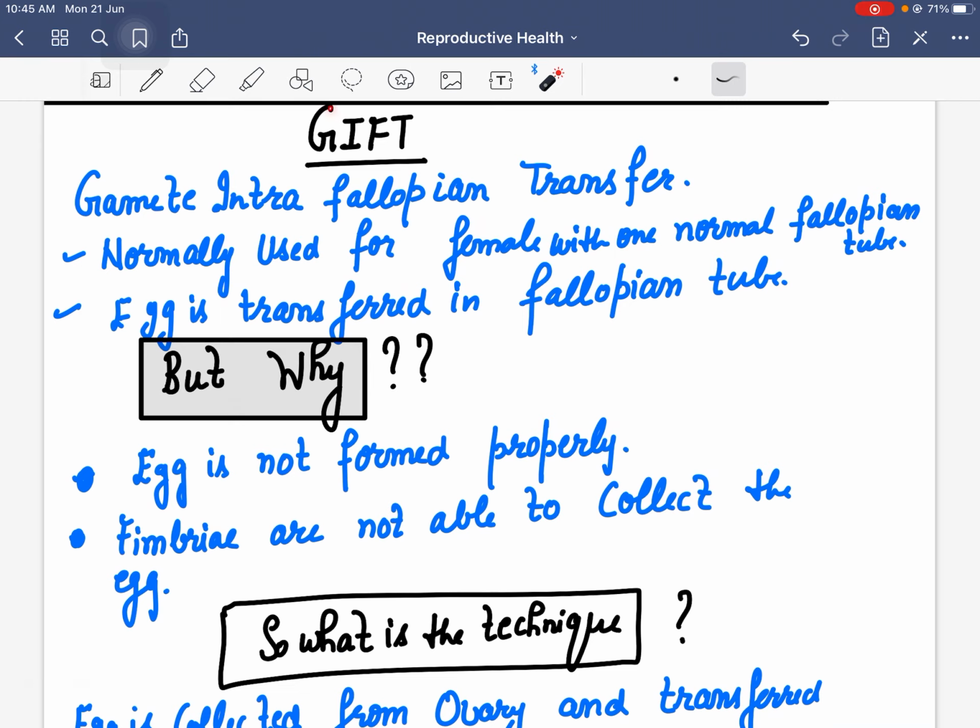GIFT is gamete, G for gamete, I for intra, F for fallopian, T for transfer. Normally, it is used for the female who has at least one normal fallopian tube. One tube must be normal in this, otherwise we go for another type of ART. Egg is transferred into the fallopian tube, that is why its name is Gamete Intra Fallopian Transfer. If you memorize it by rote, you will not understand anything.